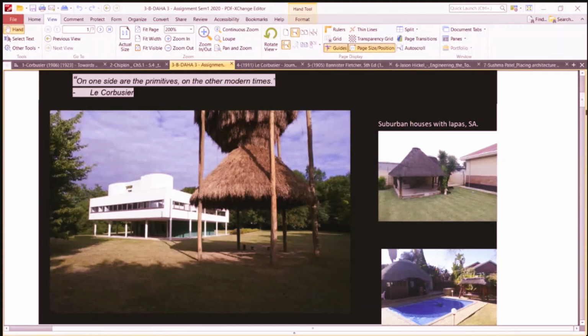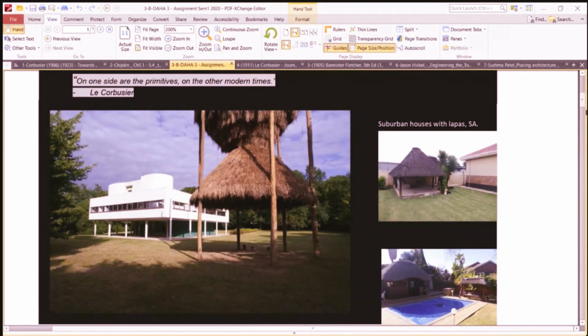What do you think about Le Corbusier's statement? You are the side of, in case you were confused, you are not the modern side of the world. You are the primitive side of the world. What do you think about that? Should I think about the Le Corbusier building?